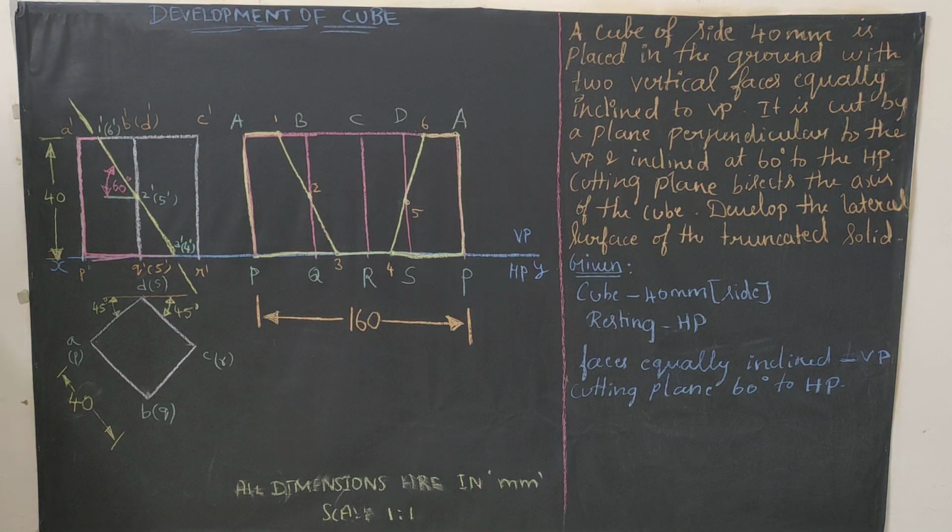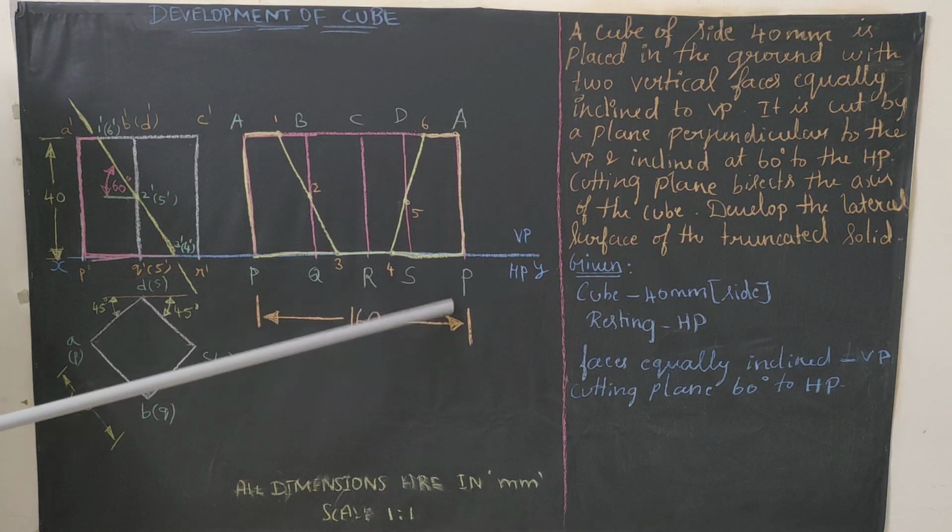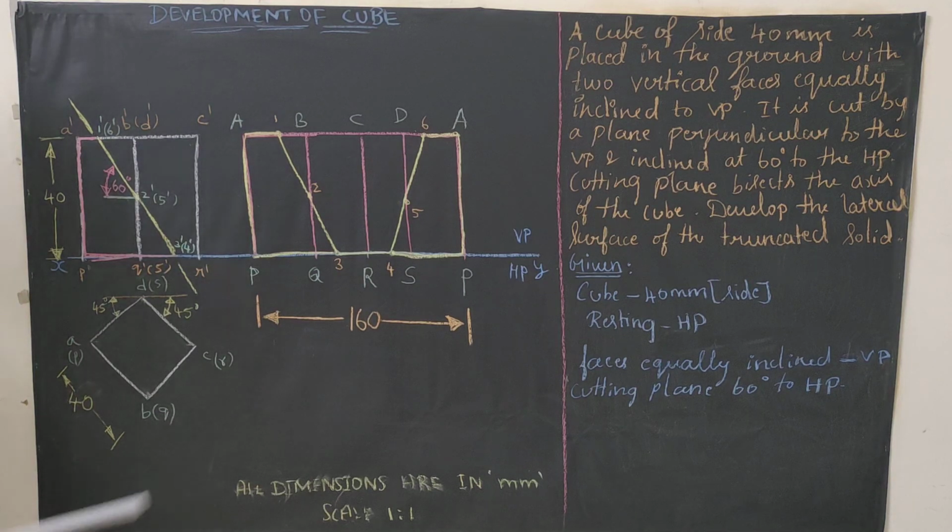So that's it. 160 you need to dimension, so from P to P is 160. So 40 into 4. This is the extension line, 2H pencil. This is the dimension line, H pencil, 160, and the arrowhead should be drawn with your HB pencil.